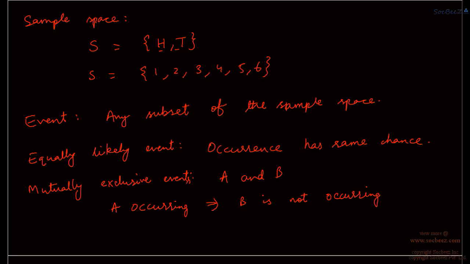Similarly, suppose I roll a die, and my event A is getting an odd number, and my event B is getting an even number. Once I get an odd number, I already know that I cannot get an even number, right? So one event occurring directly implies that the other event is not occurring. These kinds of events are called mutually exclusive events.